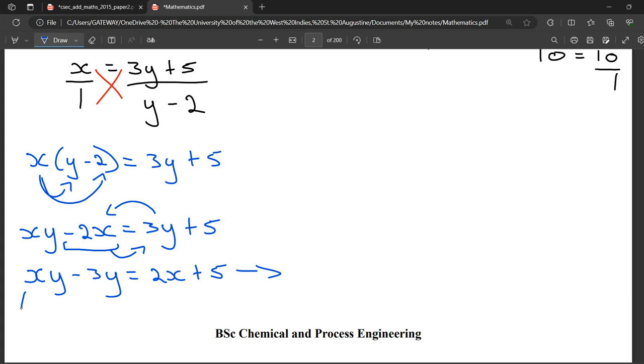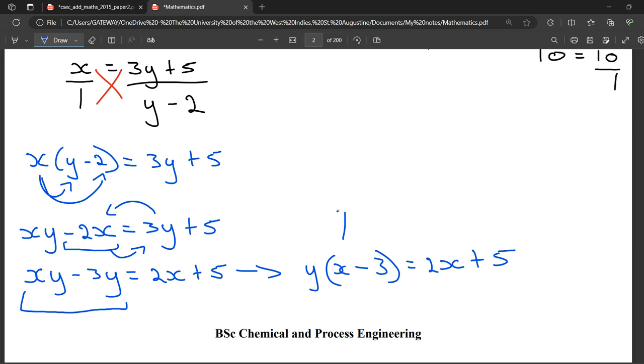What I could do, I could factor out what is common here, which is y. Y was common there in an open bracket. xy divided by y is simply x. Put back your minus sign because you had a minus sign between the xy and the 3y. You put back that in the bracket there. 3y divided by y is simply 3. That is equal to 2x plus 5.